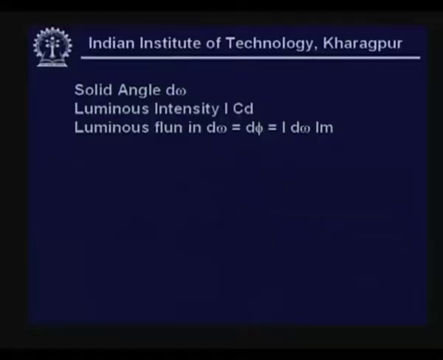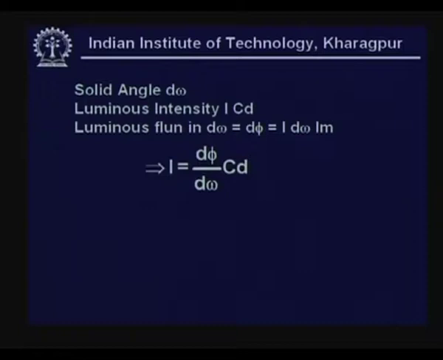Let us consider the solid angle subtended over a certain area is d omega, and the total luminous intensity is I candela, that is the source candle power is I candela. The luminous flux over the solid angle d omega, if we call it d phi, is then I into d omega lumens. Recall 1 candela over 1 steradian produced 1 lumen. If I have I candela over a range of d omega solid angle, it will be I d omega lumens, and therefore I say that d phi by d omega would be my I, the candle power.